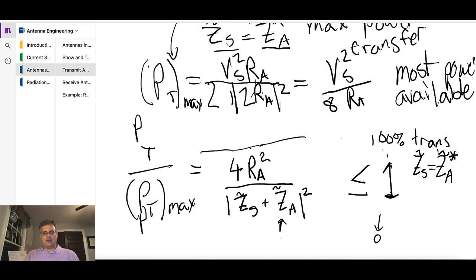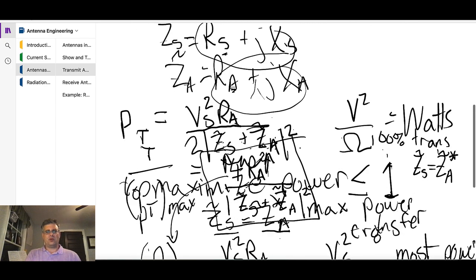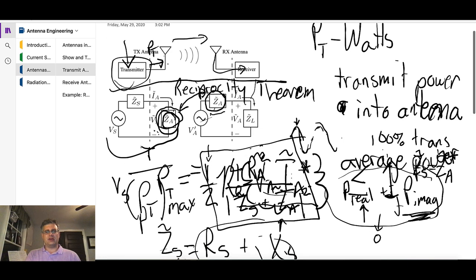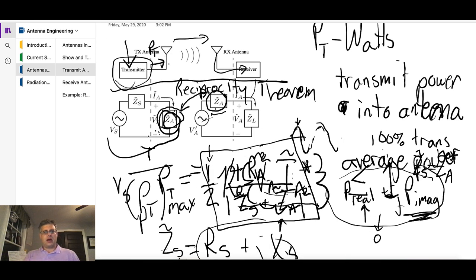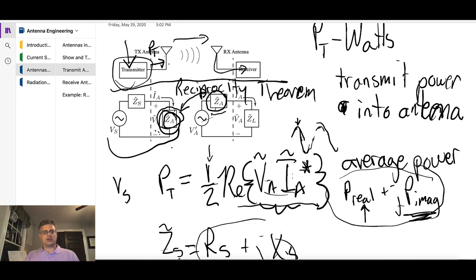So this metric here, this is important. Keep this in your notes, because this tells you basically what are the mismatch losses in my system. I'm going to go back up here to the diagram. I have so much power available, but only a portion of that is actually going to make it into the actual circuit for transmission. Where does the rest of that power go? It gets reflected back to the source.